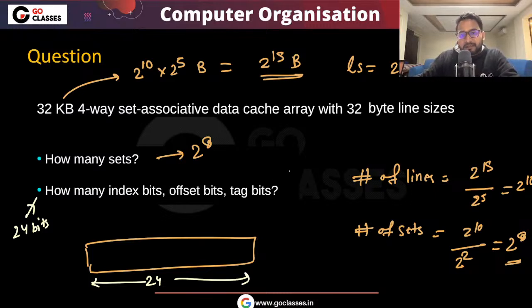Line size is 5, which is your block offset. This is 8. 8 plus 5 is 13. What is remaining here? 11, right? 11 and 5 will be your answer. Is this okay to everyone?